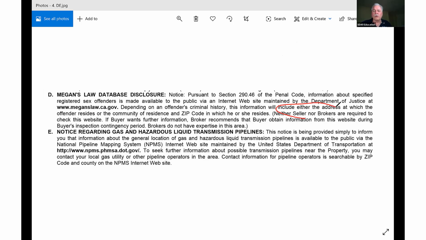Neither seller nor brokers are required to check this website. Take that to heart, folks. If the buyer wants more information, broker recommends the buyer obtain that from the website during the buyer's contingency period. Okay, so 17 days or whatever you've agreed to. Brokers do not have expertise in this area.